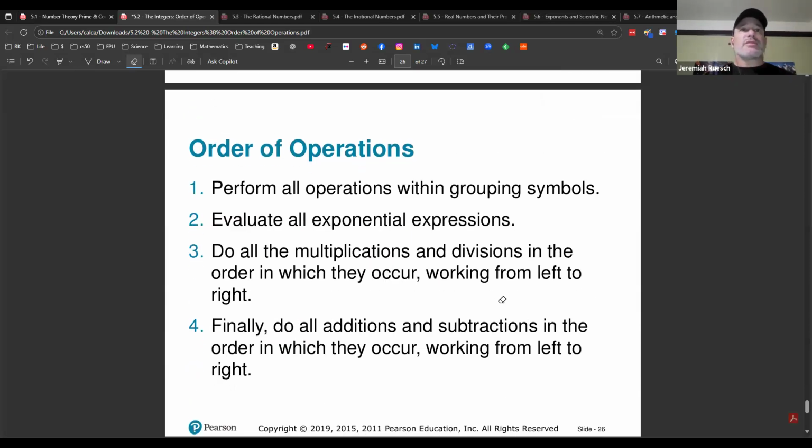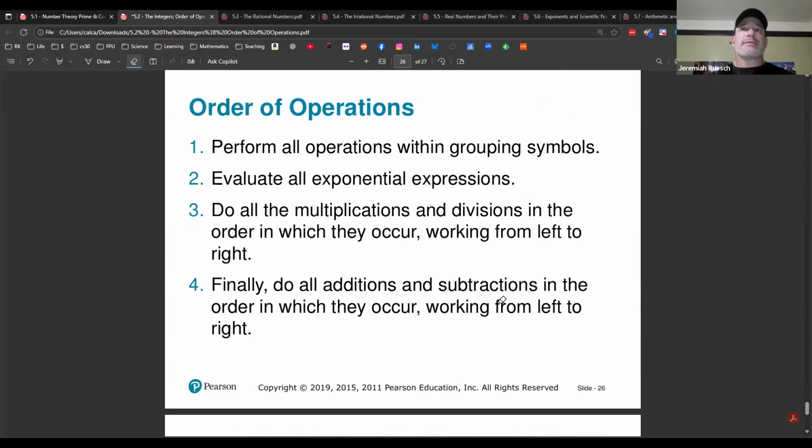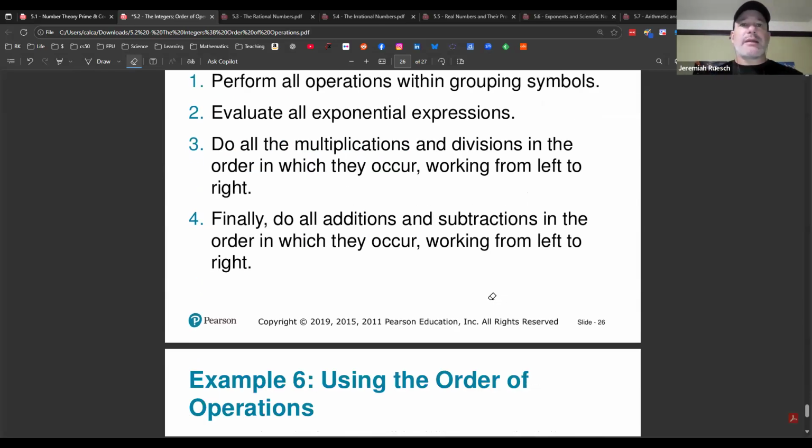All right, order of operations. Perform all operations within grouping symbols. Evaluate all exponential expressions. Then do multiplications and divisions in the order in which they occur, working from left to right. And finally, do addition and subtraction in the order in which they occur, working left to right.